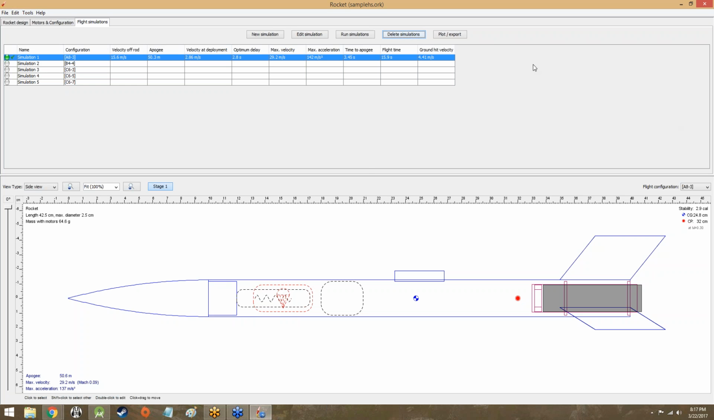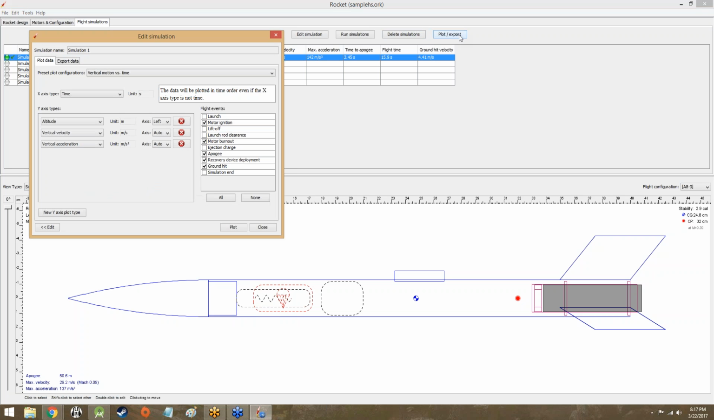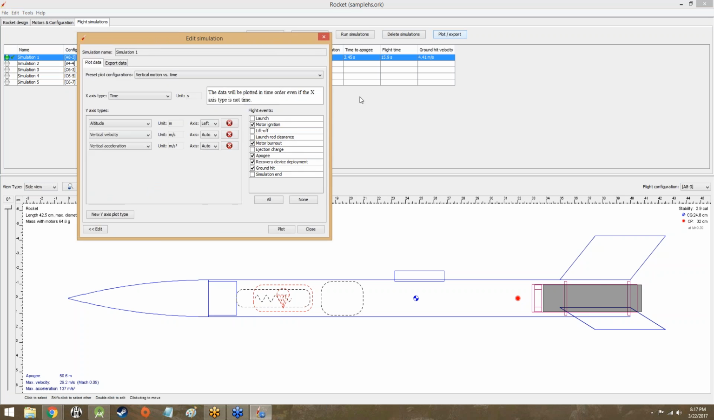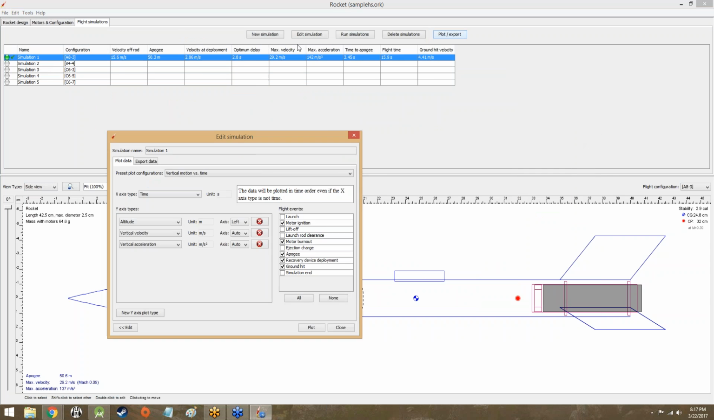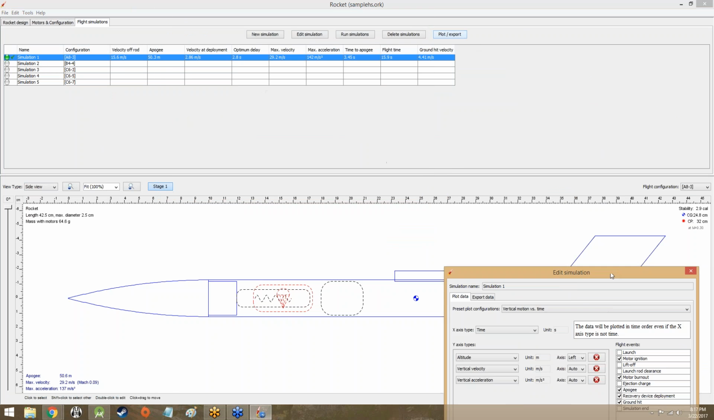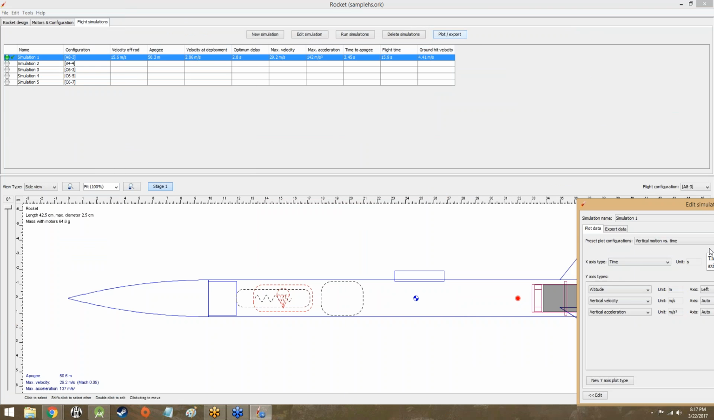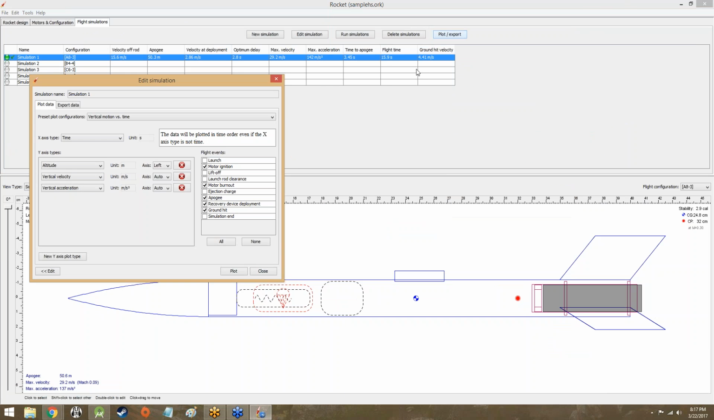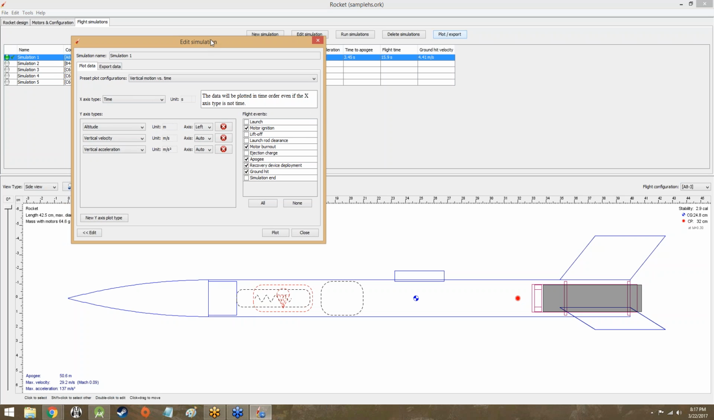So let's go ahead and plot this. I'm going to hit plot/export, and I get this window, which just says edit simulation. But it's more than just editing the simulation. What I'm doing is editing the graph. And yes, the reason you can't read it is because I'm wiggling the window around right now.